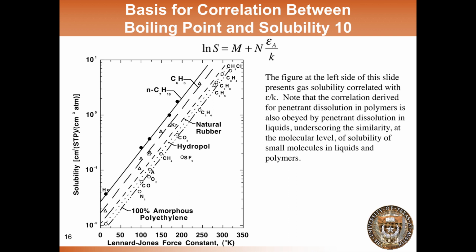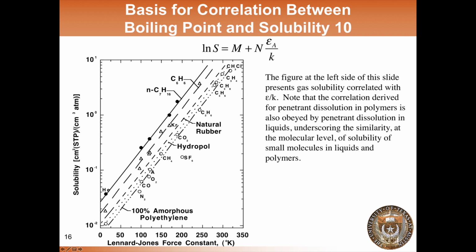And so we want to look at this closely. The bottom line here is for 100% amorphous polyethylene, and you can see the data points line up very regularly as you go up this scale, higher and higher in condensability. The more condensable penetrants are more and more soluble in polyethylene. You do see one anomaly, and that is that SF6 has very low solubility.